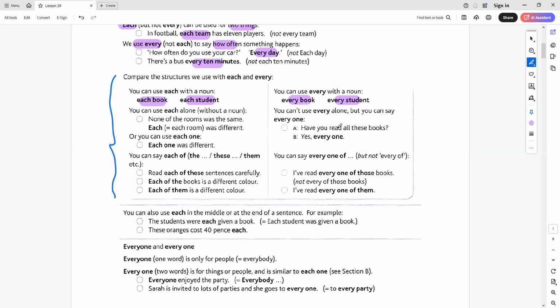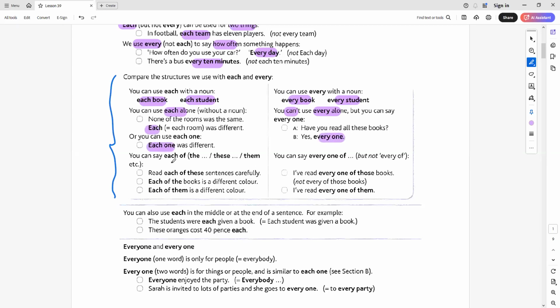Every cannot be used alone. But each alone can. Every alone cannot, and then we have to say everyone. So, none of the rooms was the same. Each was different, or you can say each one was different. But for every, since you cannot use it alone, you have to use everyone.